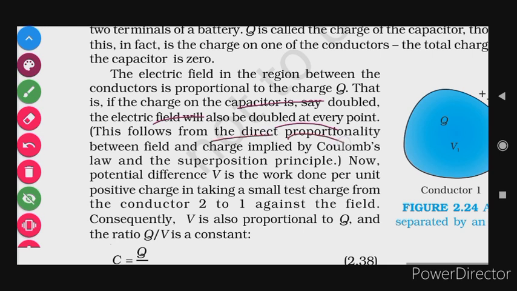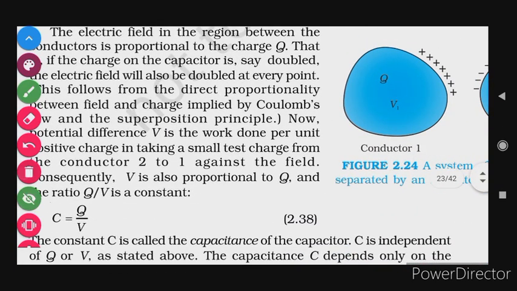This follows from the direct proportionality between field and charge implied by Coulomb's law and the superposition principle. As you know, the electric field is directly proportional to the charge. The more charge you give, the greater the electric field intensity at a distance.